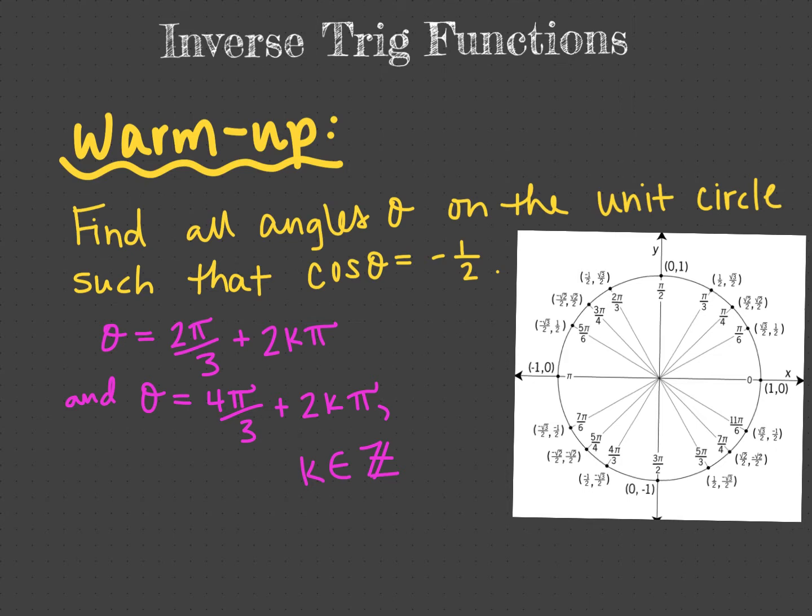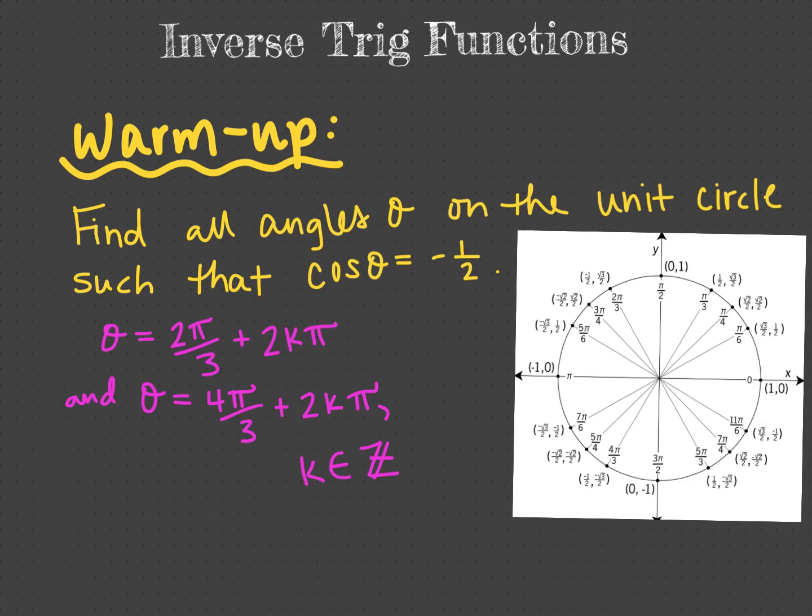The solution to the warm-up is theta equals 2 pi over 3 plus 2k pi and theta equals 4 pi over 3 plus 2k pi, where k is an integer, because we do have two angles on the unit circle where the cosine is -1/2. And of course, we wanted to also include all the infinite amount of coterminal angles to each one of these.